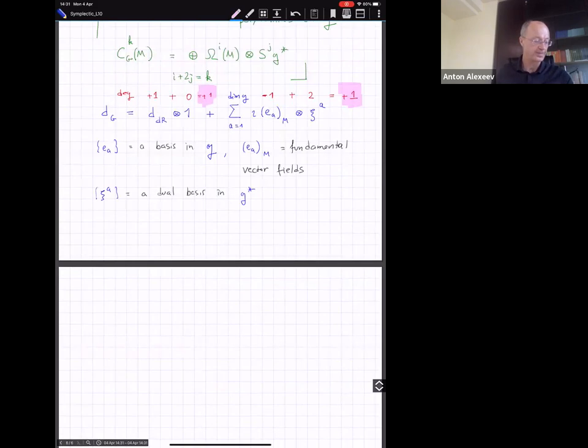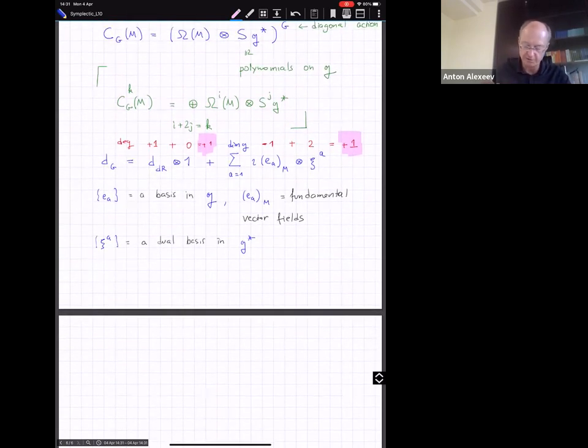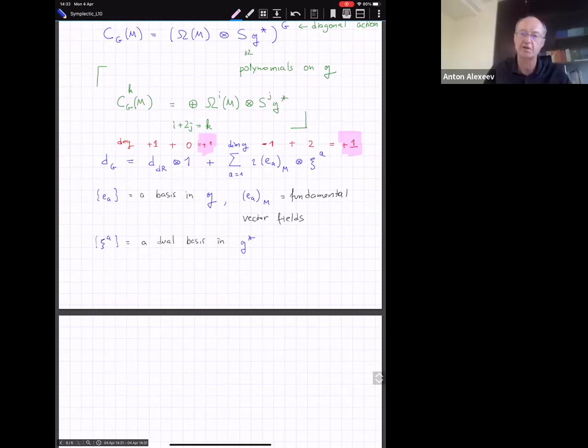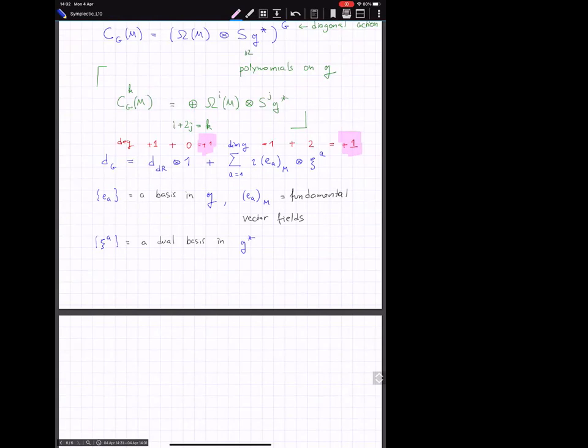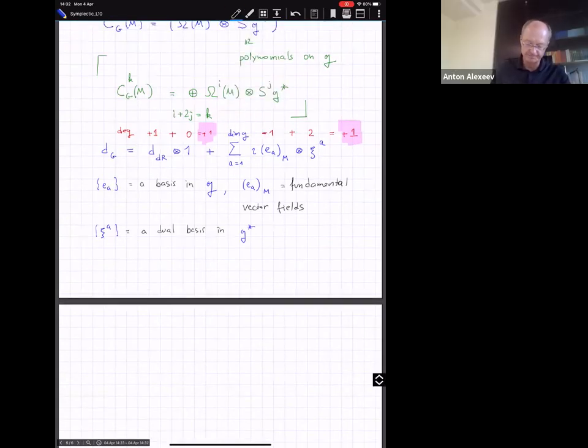So now perhaps I make the following short comment. Presumably we're going to show that d squared is 0? Sure. In a second. Yes. We're going to show that d squared is 0, but let me first make a remark.